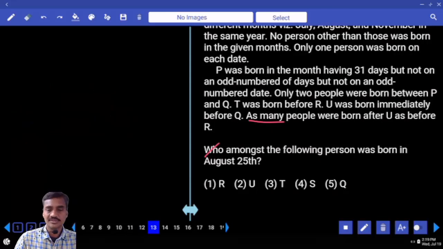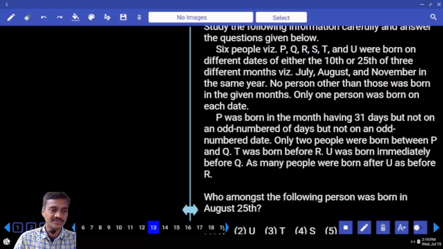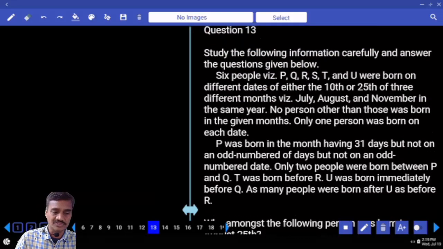Then next one, 13 onwards. Now in this question, numbers 13 to 17. How many people are there? There are 6 people. P, Q, R, S, T and U are the 6 people who are born on different dates, either the 10th or 25th of 3 different months.